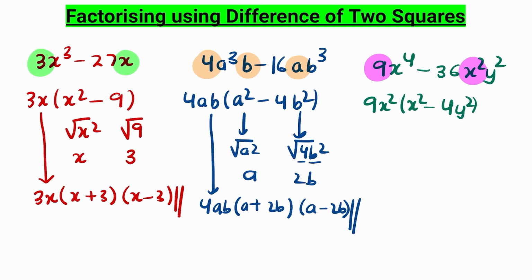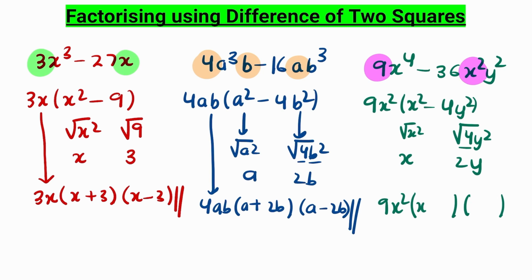After that we can factorize using difference of two squares. What should we do? We should take square root of x squared and square root of 4y squared. What is the square root of x squared? It's x. 4y squared, how can we take the square root? Take square root of 4, which is 2. Square root of y squared is y. And in order to simplify this, 9x squared outside the brackets. And then x, 2y, x, 2y. And plus and minus. That's the final answer.